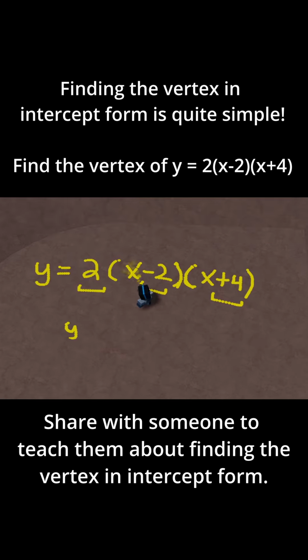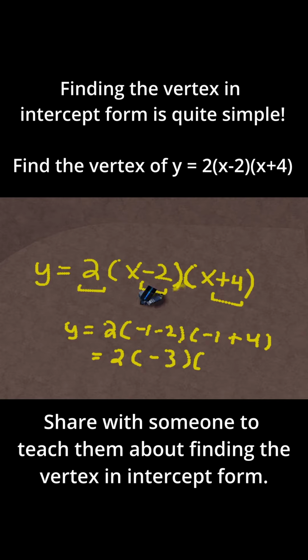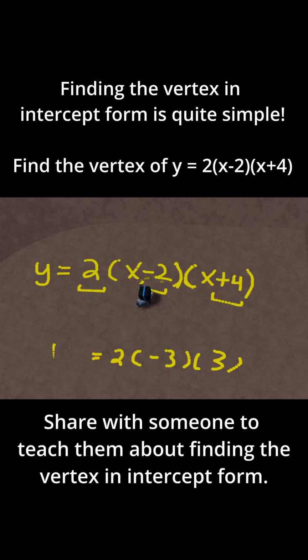So let's plug that in. We have 2 times (minus 1 minus 2) times (minus 1 plus 4). And this is just equal to 2 times minus 3, since minus 1 minus 2 is minus 3, times 3, since minus 1 plus 4 is just positive 3. And then 2 times negative 3 is negative 6. Negative 6 times 3 is just 18. So this just equals 18. Or sorry, it should be negative 18. And that's the y-coordinate of the vertex. So I found that the vertex of this parabola is just (minus 1, minus 18). And just like that, we're done.